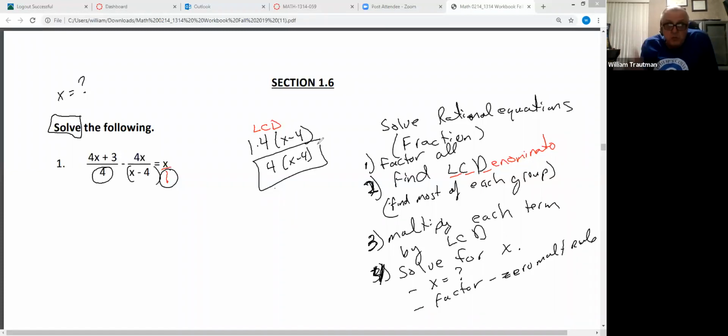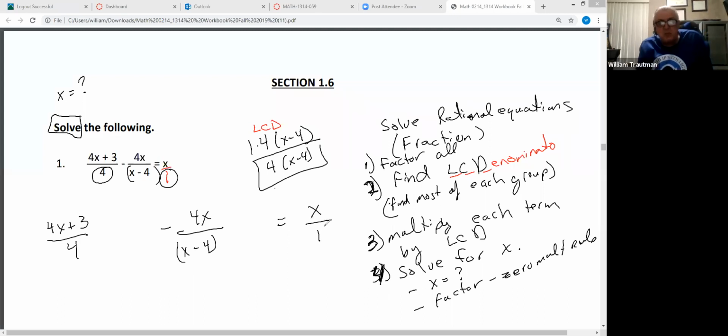So that's step 2. Step 1 was factor. We didn't factor anything. So I'm going to rewrite this now, 4x plus 3 over 4 with a little room, minus 4x over x minus 4. I'm going to put that in parentheses because it's one group, equals just x, okay? So this is what I get.